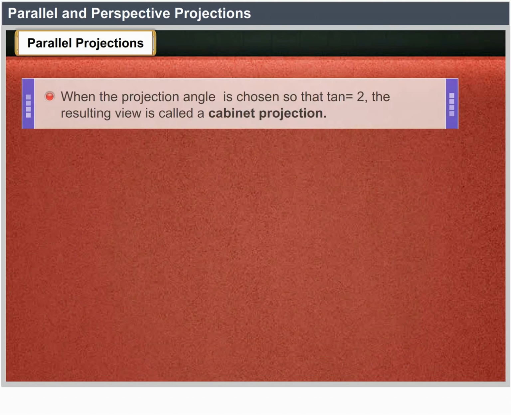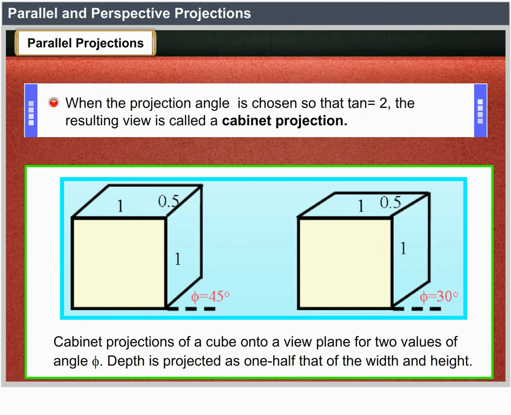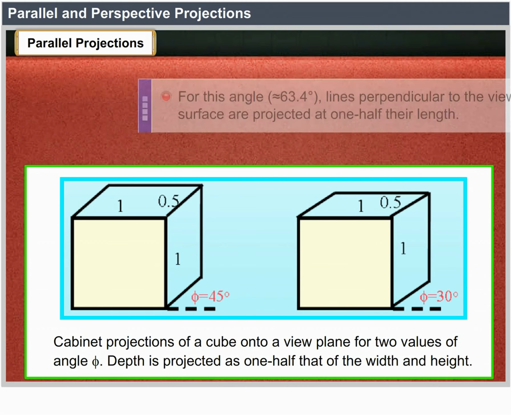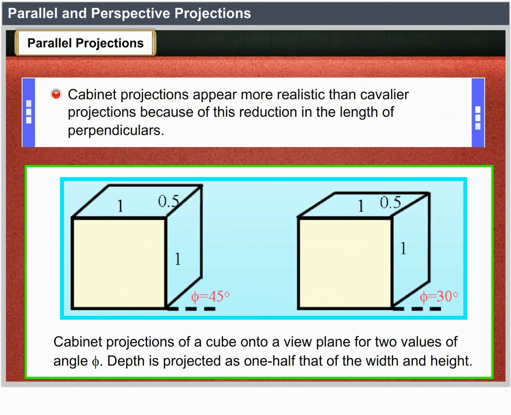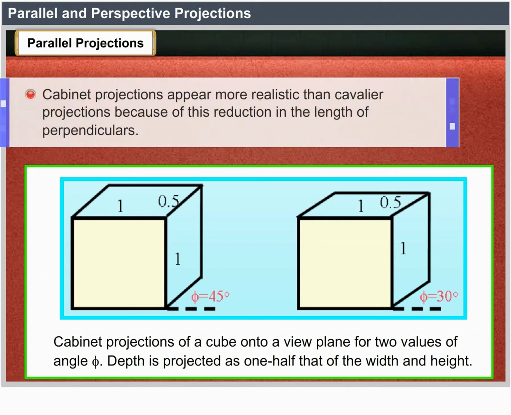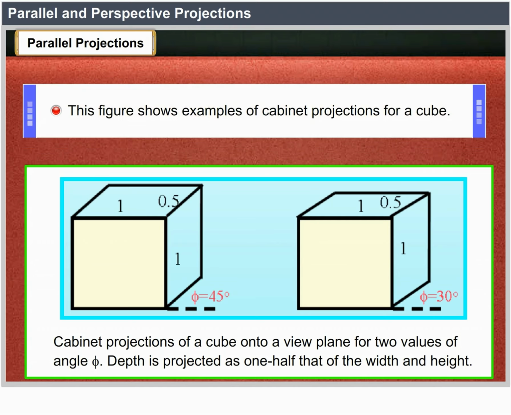When the projection angle alpha is chosen so that tan alpha equals 2, the resulting view is called cabinet projection. For this angle, approximately equal to 63.4 degrees, lines perpendicular to the viewing surface are projected at 1/2 their length. Cabinet projections appear more realistic than Cavalier projections because of this reduction in the length of perpendiculars. This figure shows examples of cabinet projection for a cube.